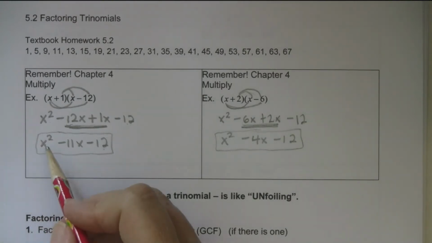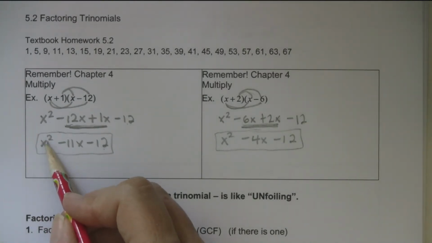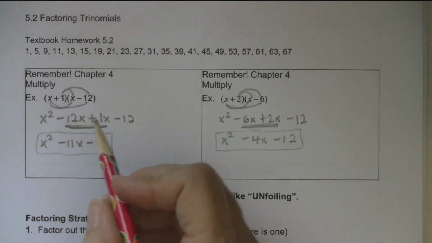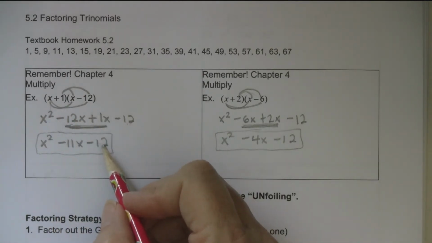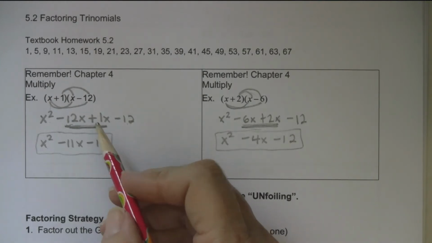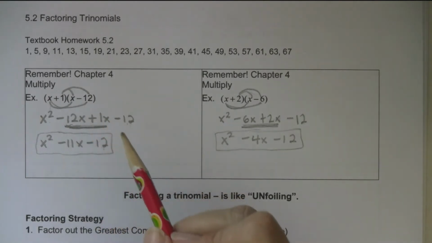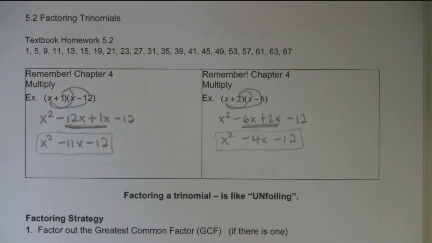So there's only one way of making x squared. That's x times x. So you put it in there. And there's a couple of different ways of making 12. 1 times 12, 2 times 6, 3 times 4. But we'll be able to use other information to come up with which one of those it is.